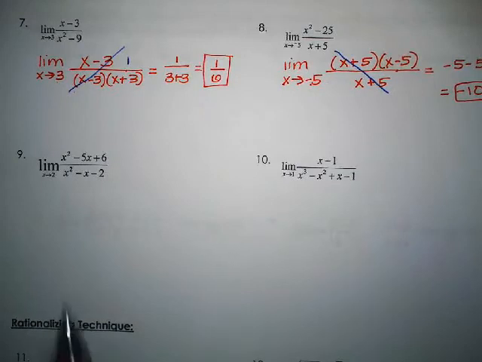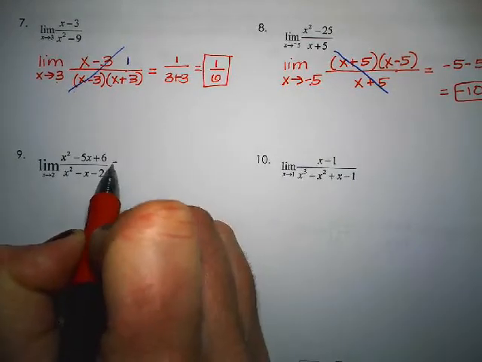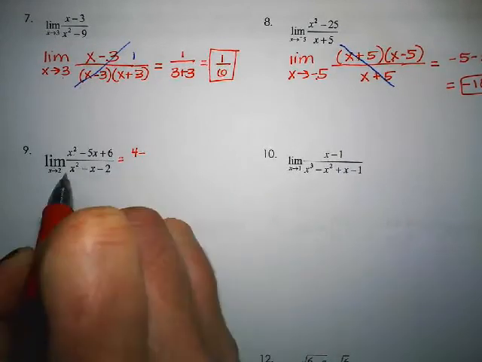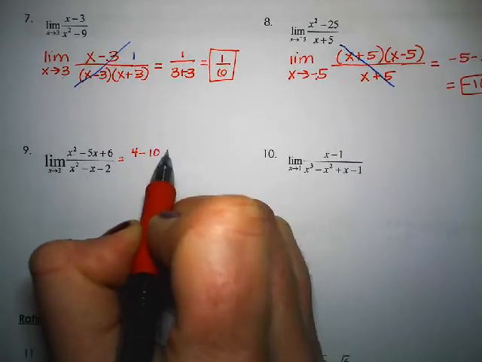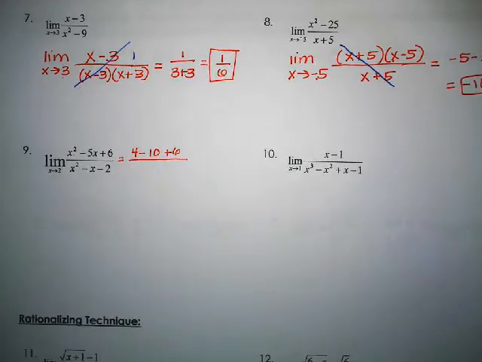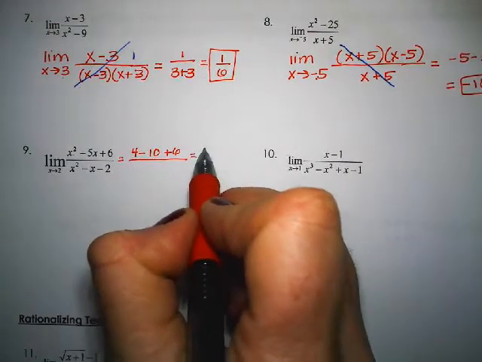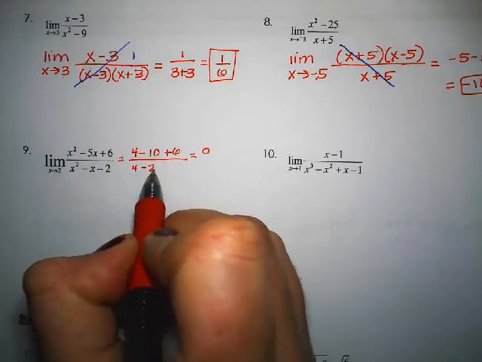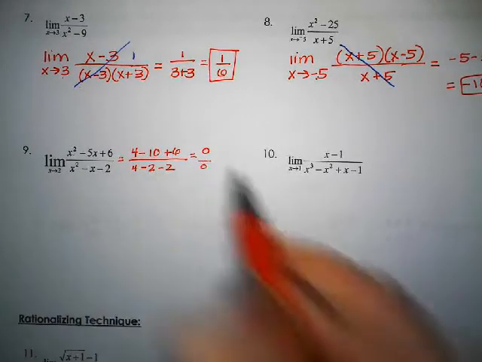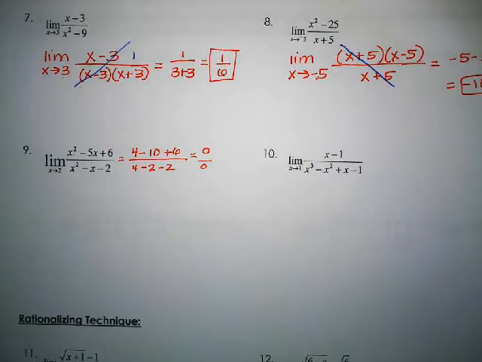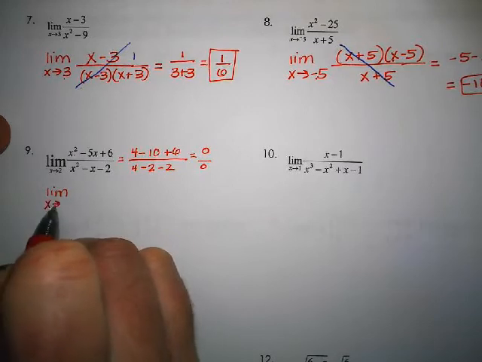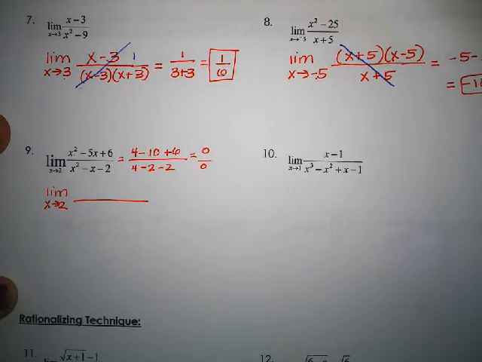Okay, let's look at problem number 9. Problem number 9, I would try to sub in first. I would attempt to do this. 2 squared is 4. 5 times 2 is 10, plus 6. My numerator, I end up with 0. My denominator, if I plug 2 in, I have 4 minus 2 minus 2. I also get 0. So I tried subbing in. Did not work. So now I'm going to find the limit as x approaches 2, and I'm going to factor.